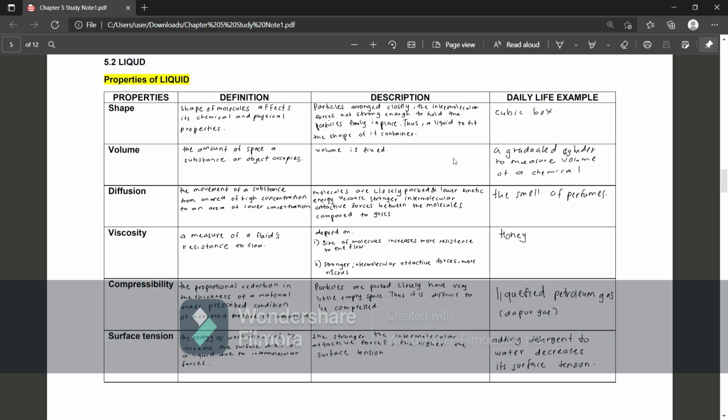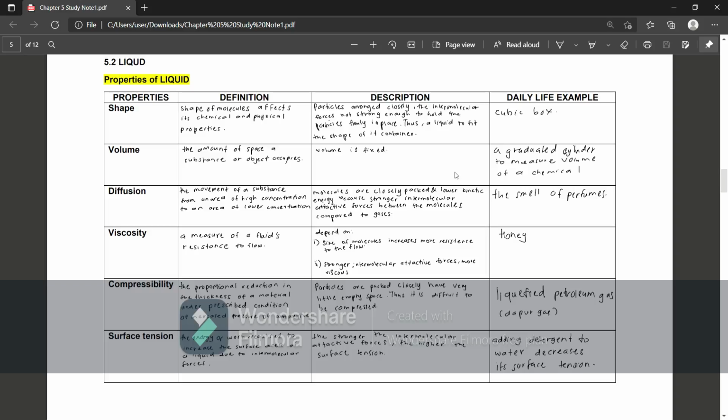Diffusion is the movement of a substance from an area of high concentration to an area of lower concentration. Description: molecules are closely packed and have lower kinetic energy because of stronger intermolecular attractive forces between the molecules compared to gases. Daily life example: the smell of perfumes.